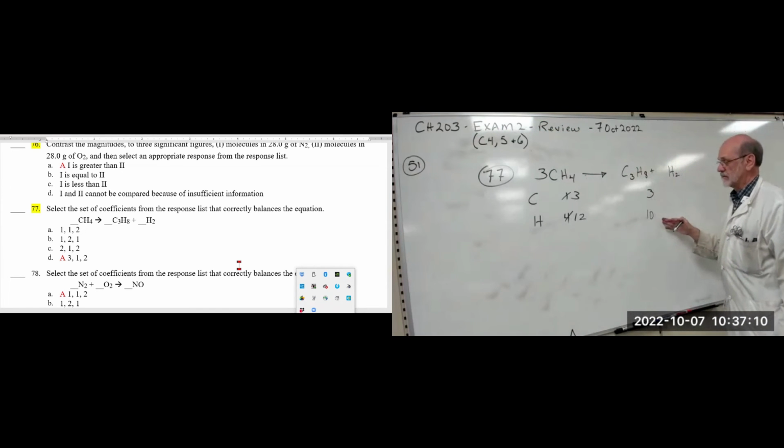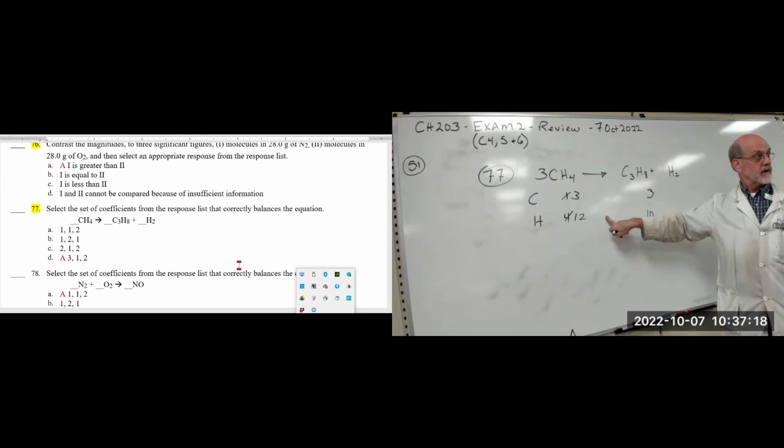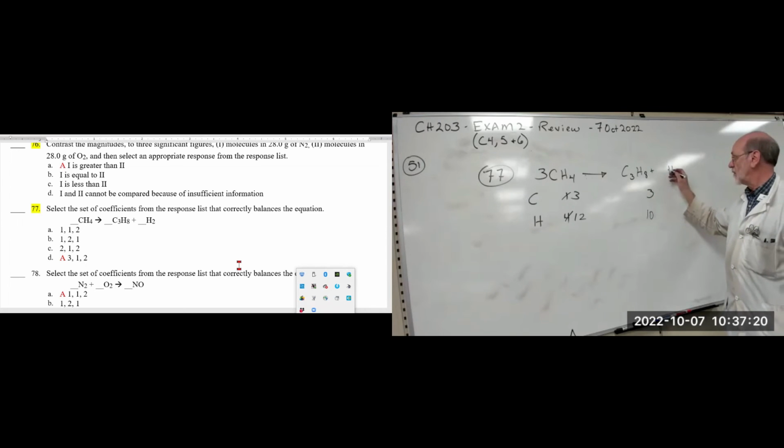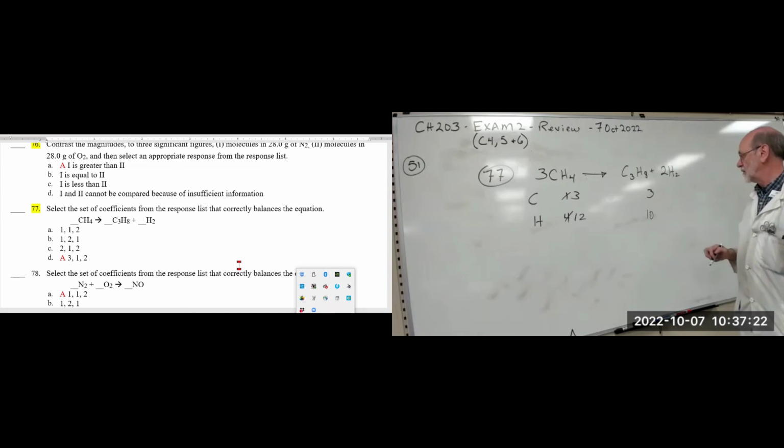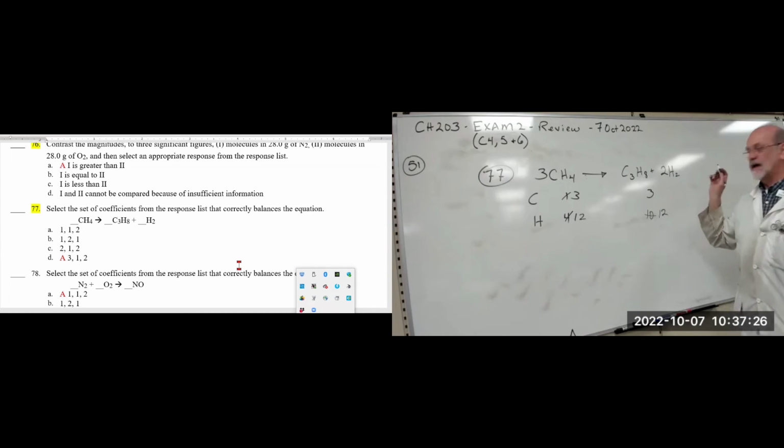Now on this side, we've got 8 hydrogens already, so we need 4 more hydrogens, correct? That would be 4 plus 8 is 12, and we're balanced.